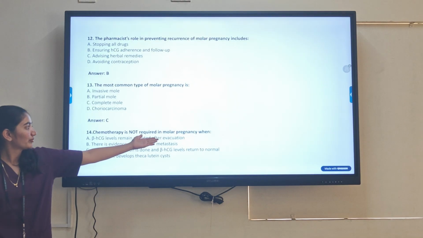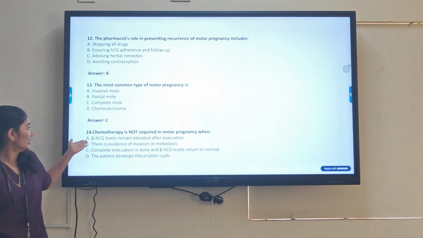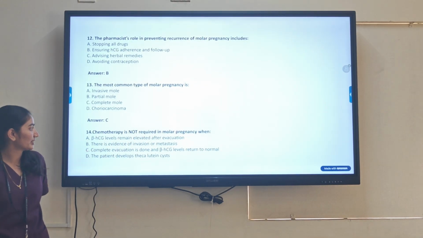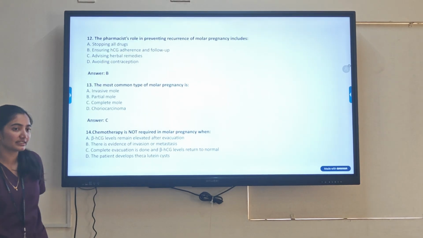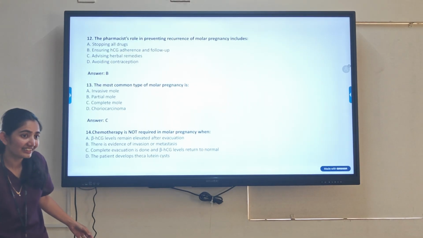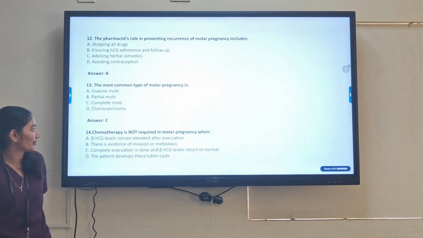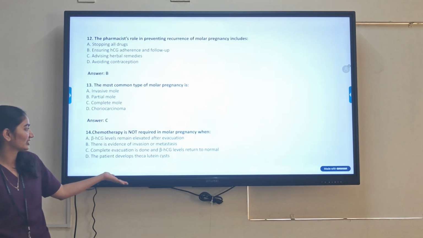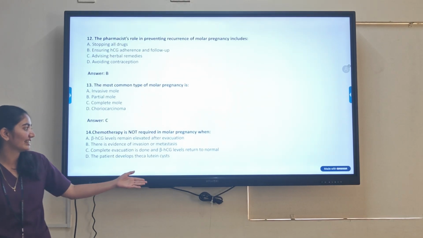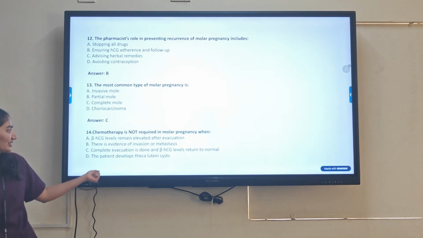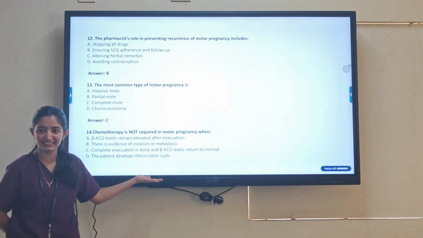Chemotherapy is not required in molar pregnancy when: beta HCG levels remain elevated after evacuation; there is evidence of invasion or metastasis; complete evacuation is done and beta HCG levels return to normal; the patient develops theca lutein cysts. This is tricky.